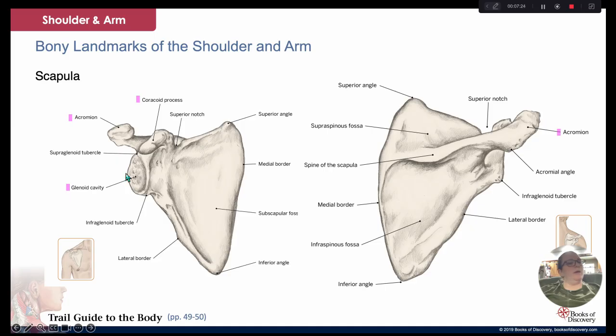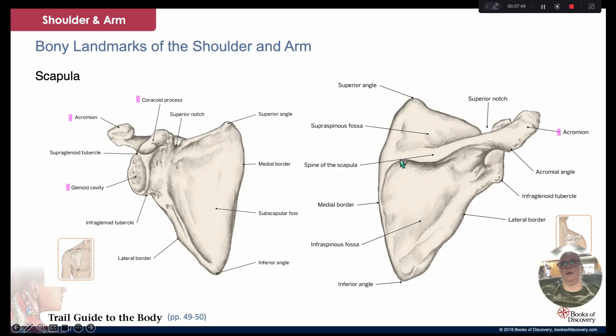Here's a good picture without the humerus in the way of your glenoid cavity. So here's the socket to the ball and socket joint. All right, we're talking about the borders of the scapula. So while we're on this page, I'm going to jump over to this part of the view. So we're looking at the back.